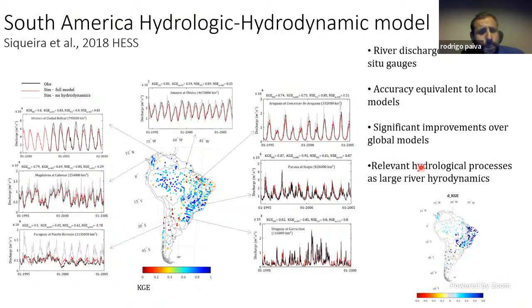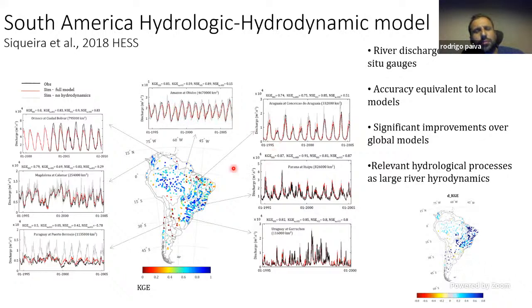And we moved the application of this model to the whole South America domain in this work by Vinicius Siqueira. Pablo knows him. And this figure shows some examples of hydrographs generated in different points across the continent. And we did several validations of this model. What you can see here is in black, observed discharges in in-situ gauging stations. And in red, the simulations.